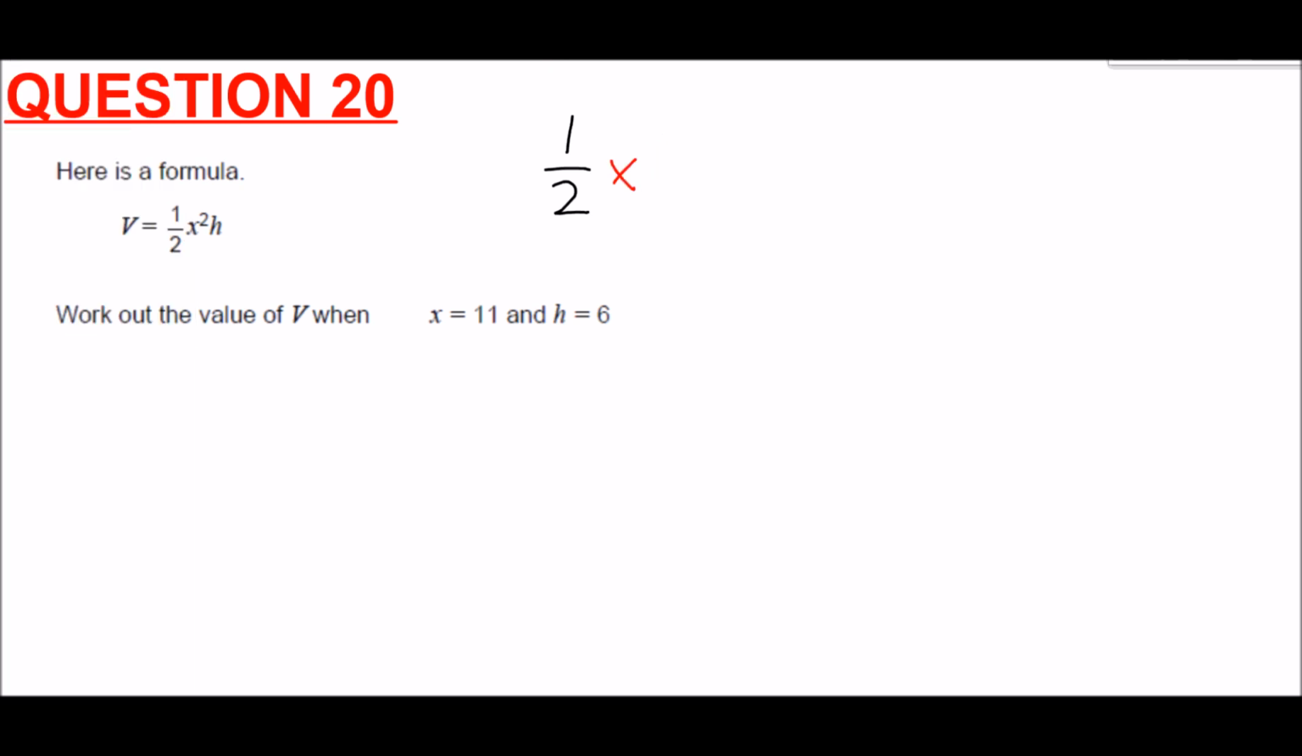So multiplied by x squared, and then multiplied by h, because there's no instructions between the half, x squared and the h. So if there's no instructions with algebra, it will always mean multiply. And so we're multiplying, but we've also got a power to deal with. So if I just remind us of BIDMAS, what we'll need to do is to work out the power part first. Powers, the x squared, is the I. Indices is just the technical term for powers.